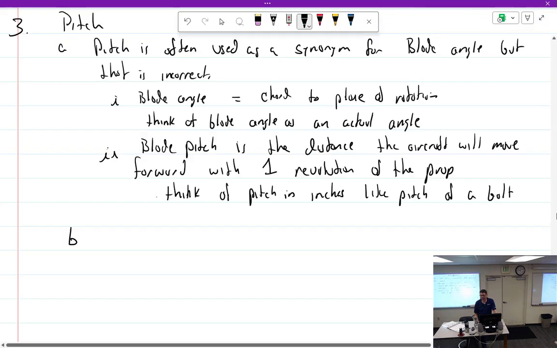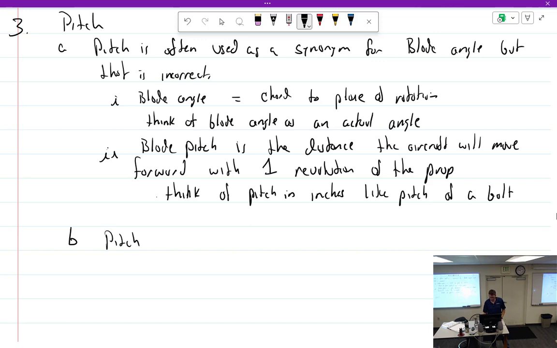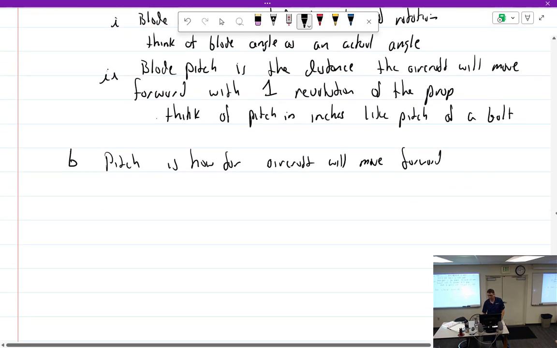But it's just a protractor that measures an angle. So blade angle you measure with an angle finding tool. Pitch, you can't find by doing that. You have to do maths to get pitch. So pitch, again, is how far the aircraft will move forward, assuming you're going forward, in one revolution.